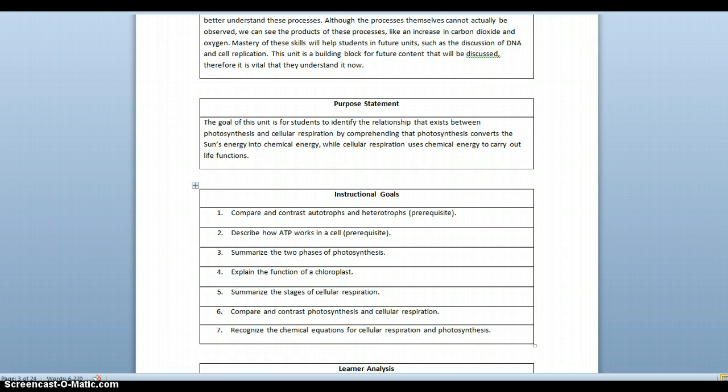So that brings us to the purpose statement or goal of this particular lesson. The goal of it was for students to identify the relationship between photosynthesis and cellular respiration by comprehending that photosynthesis converts sun's energy into chemical energy, while cellular respiration uses chemical energy to carry out our life functions.